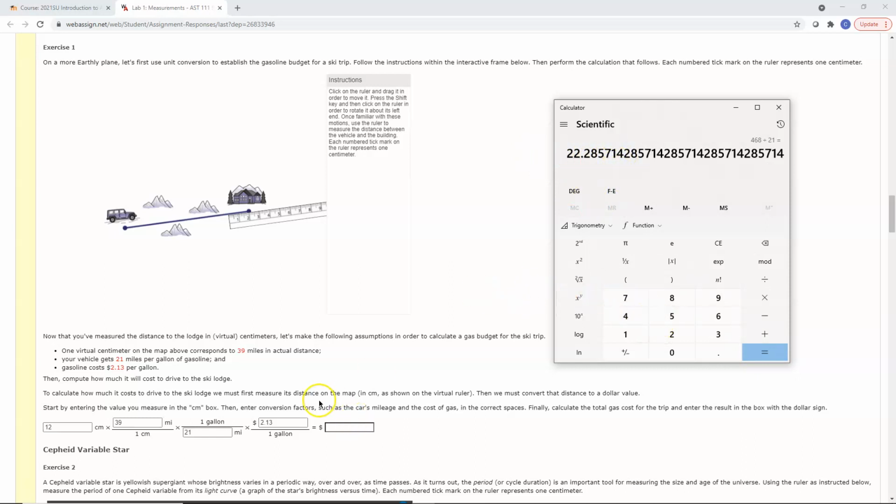Okay, now that's how many gallons it's going to take me to get there at that number of miles. So then, if I multiply that times 2.13, it gives me $47.46. So I'm going to put that in here.